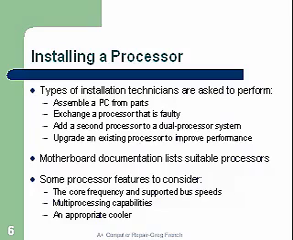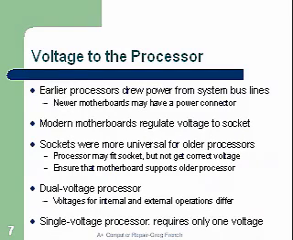Voltage to the processor. Earlier processors drew power from the system bus lines. The newer motherboards may have a power connector, and they all generally do now. There's a 12-volt connector that connects to the motherboard for power for the CPU.